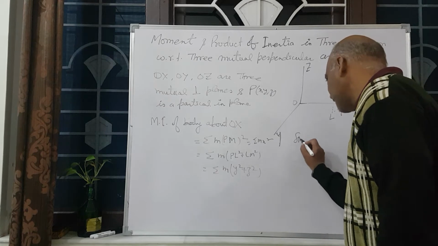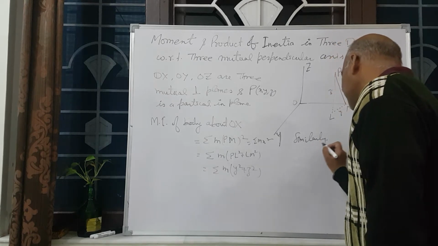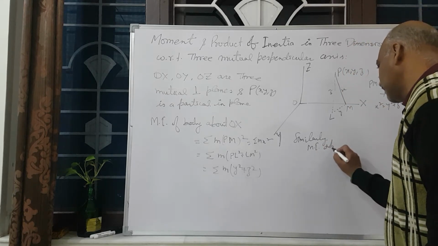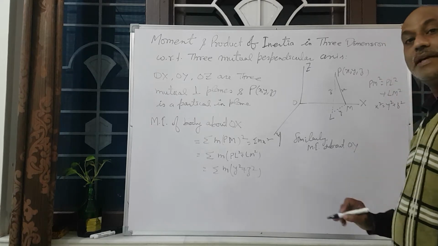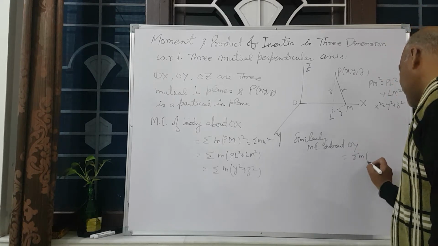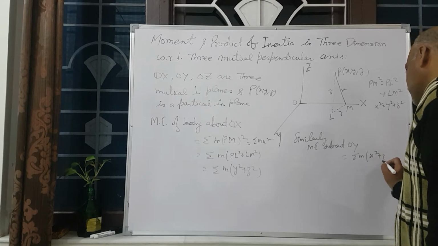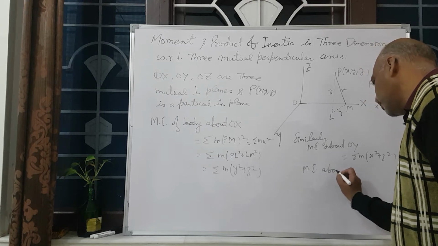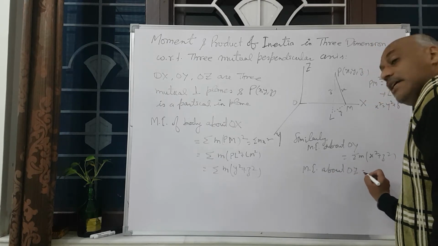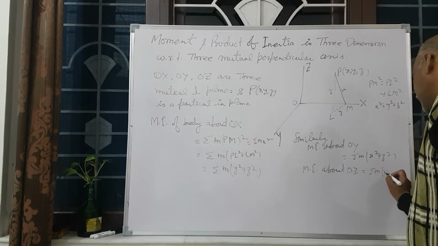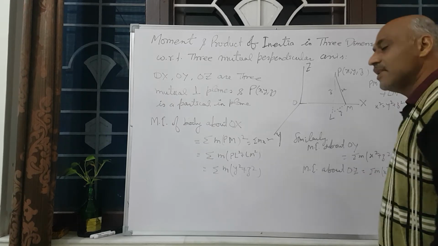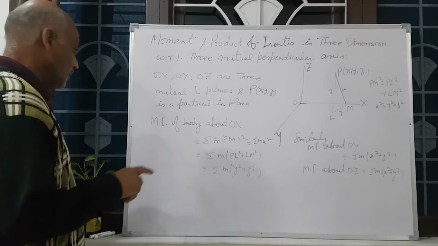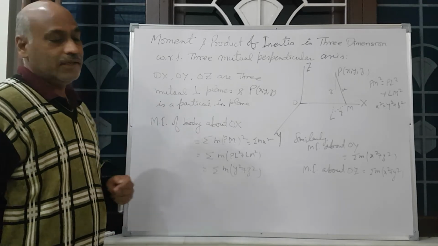Similarly, the moment of inertia of a body about the OY axis is summation m (x square plus z square). The moment of inertia of a body about the Z axis is summation m (x square plus y square). So these are the moments of inertia in three-dimensional space with respect to OX, OY, and OZ.